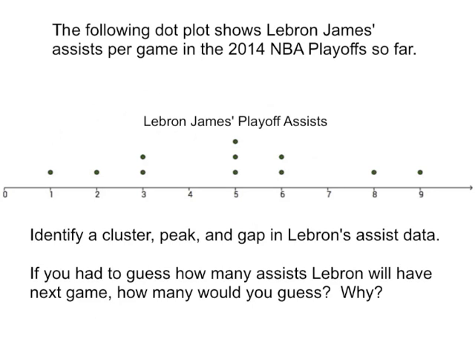The following dot plot shows LeBron James' assists per game in the 2014 NBA playoffs so far. Identify a cluster, peak, and gap in LeBron's assist data. Pause the video, give it a try. Alright, so they're not too big, but there's a couple little gaps right here. The biggest cluster we seem to have is right here in the middle, so around 5 and 6. And then he has a peak right here at 5.